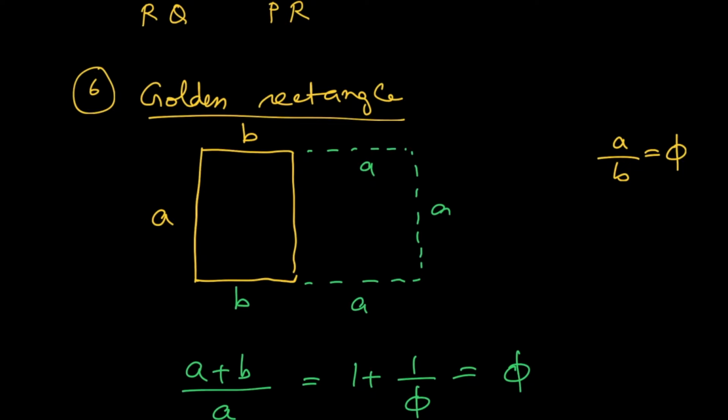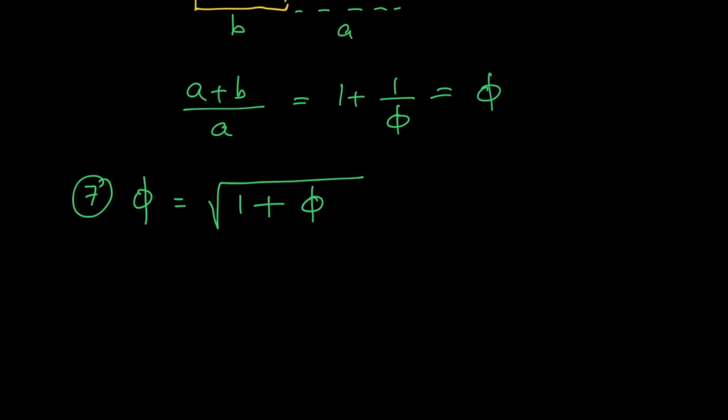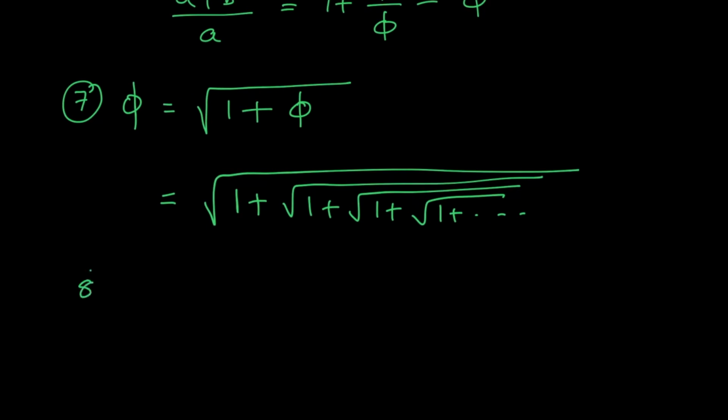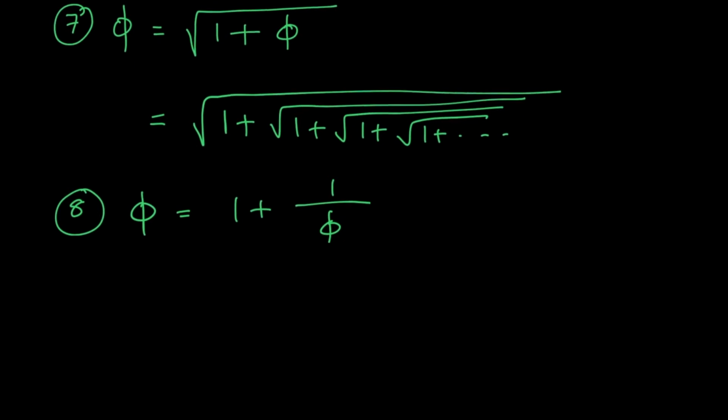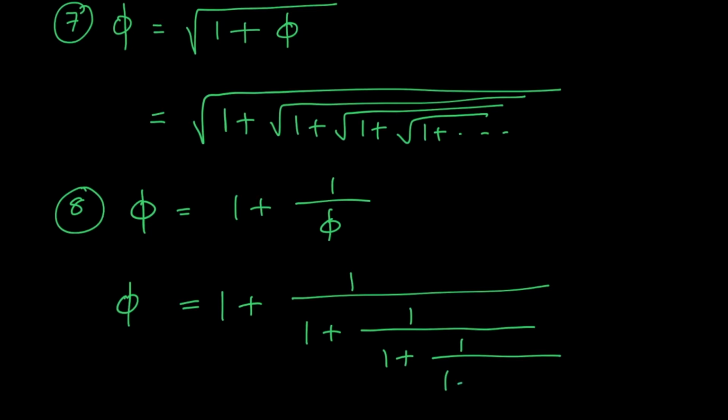That is another significance. Now another interesting property is phi can be represented as root over 1 plus phi, because phi squared is 1 plus phi. So phi is root over 1 plus phi, and we can write this expression as 1 plus root over 1 plus root over 1 plus, and so on. Another interesting result is, since phi is equal to 1 plus 1 by phi, we can write phi is equal to 1 plus 1 by 1 plus 1 by 1 plus 1 by, and so on.